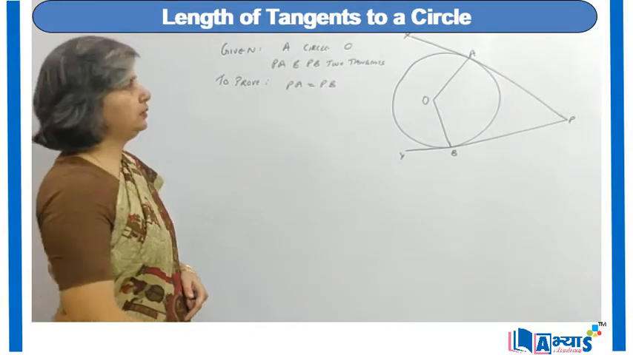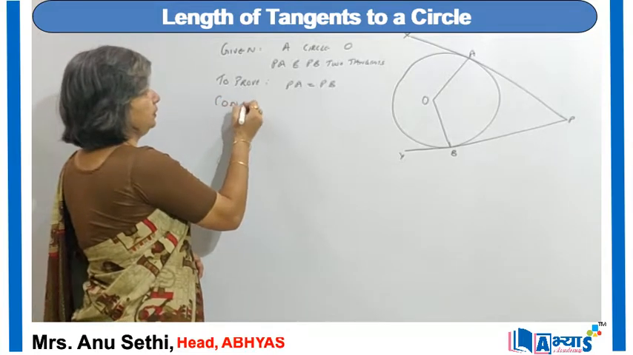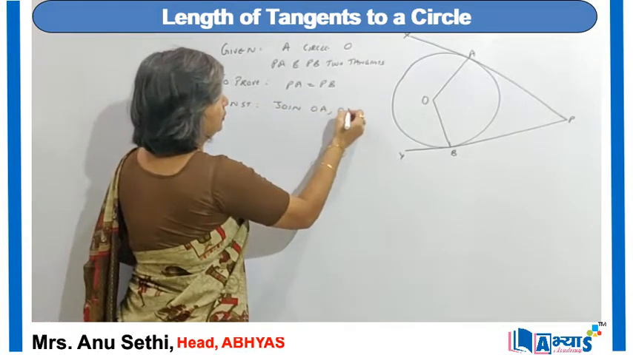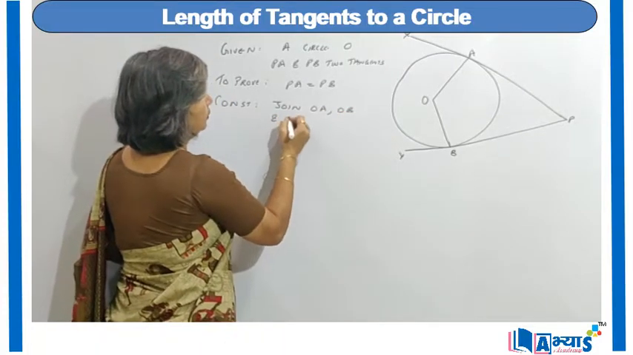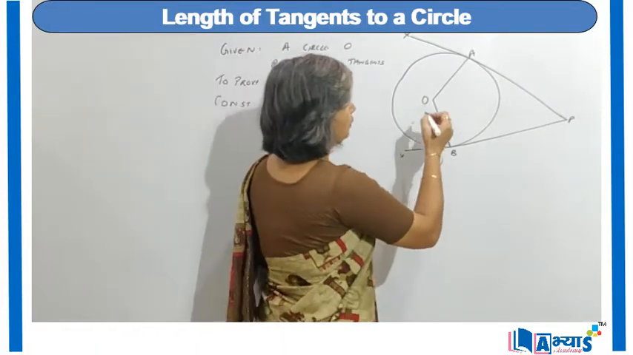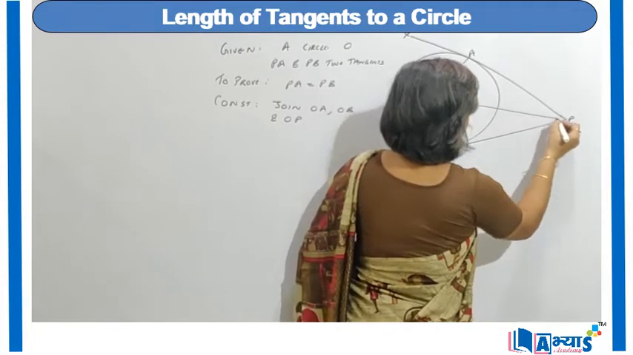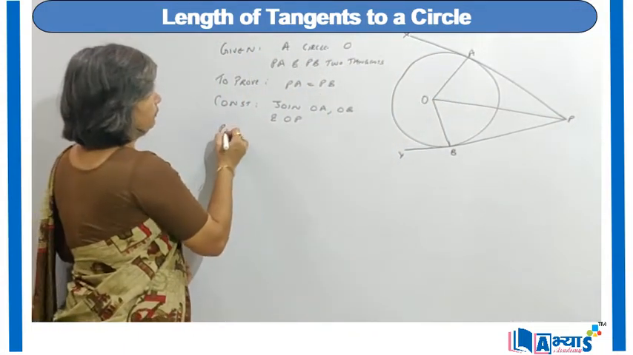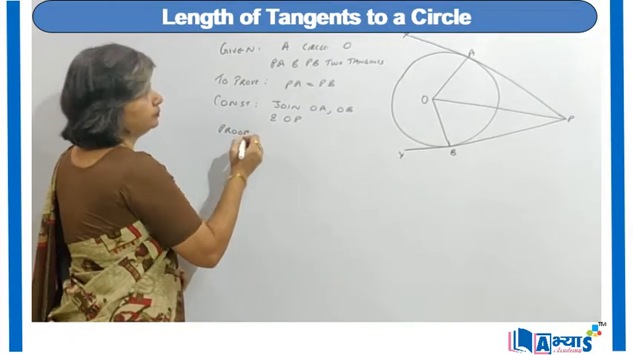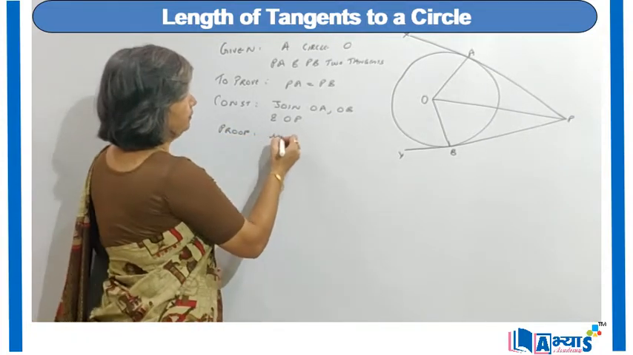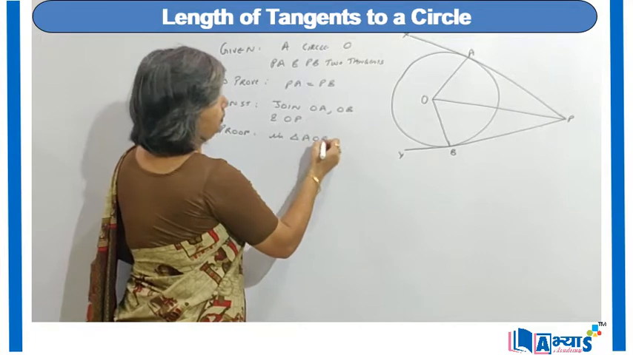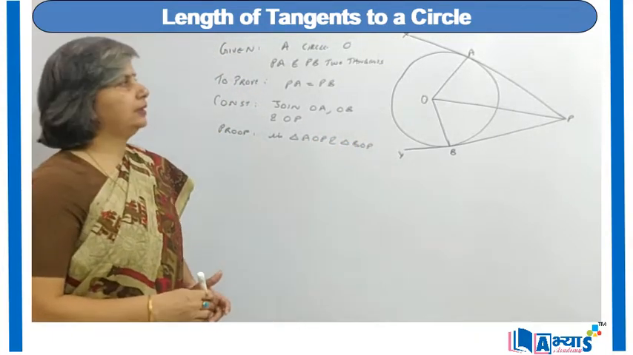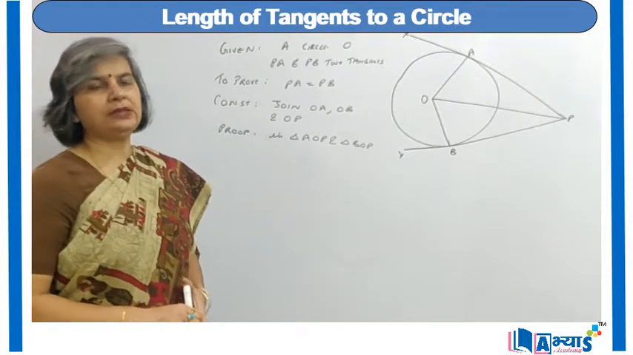For this we will make some construction. We will join OA, OB and OP. That means we will join point O with point P. So the proof will be: now in triangle AOP and triangle BOP. We have taken two triangles, triangle AOP and BOP.